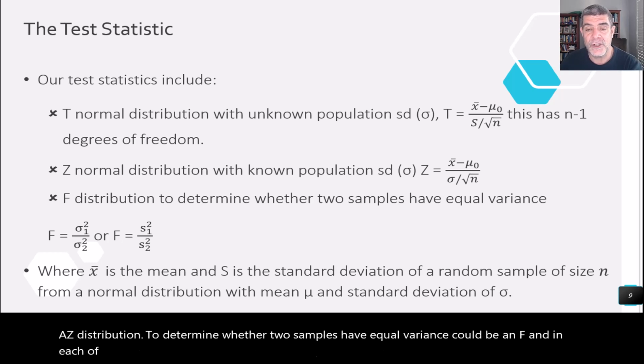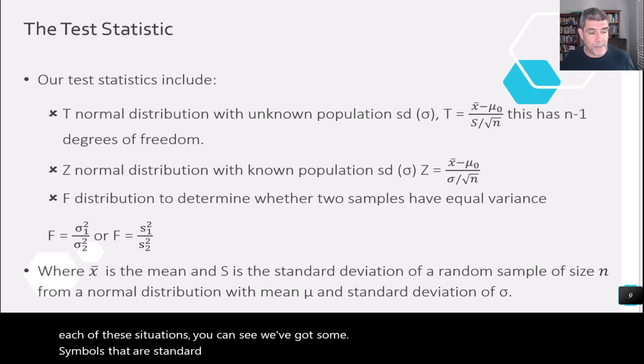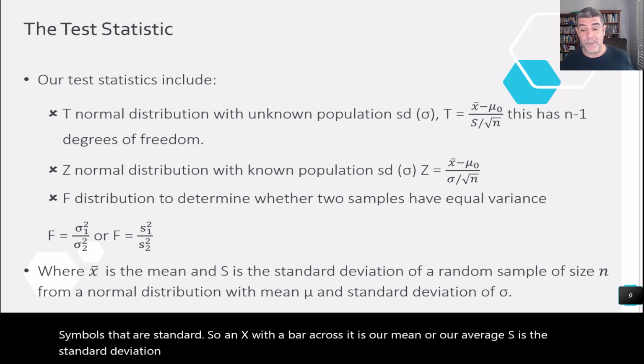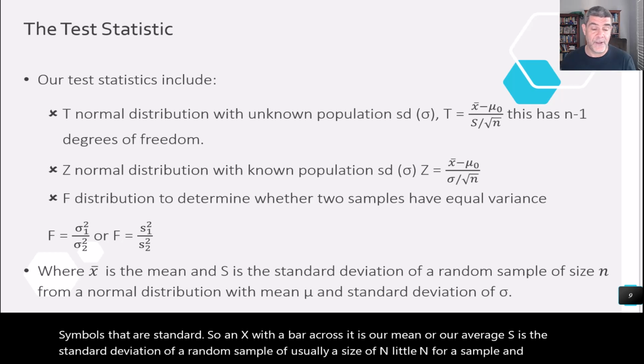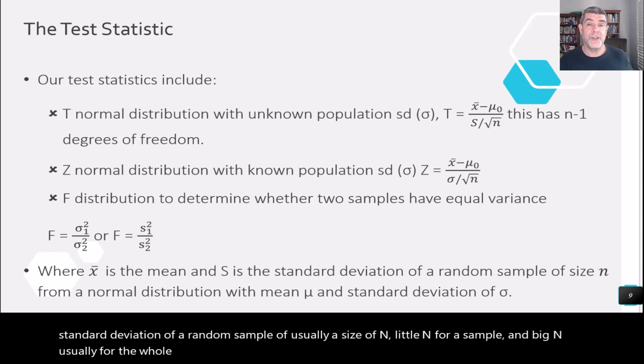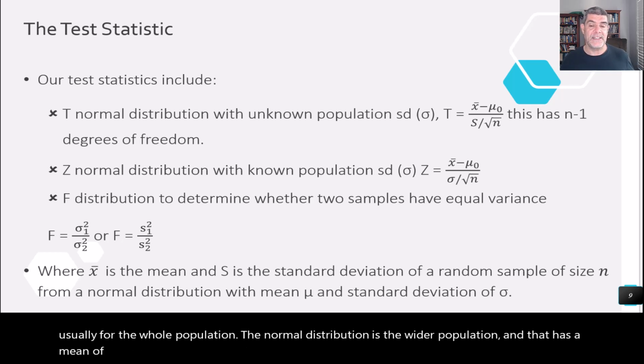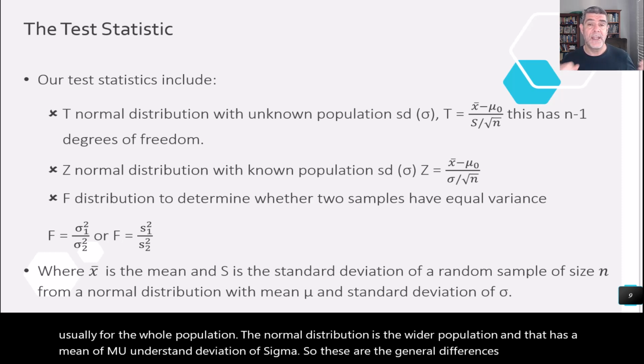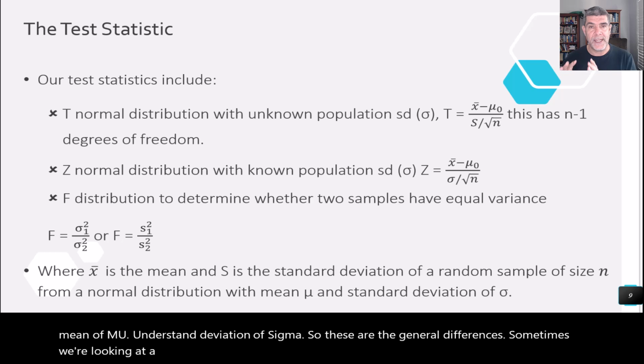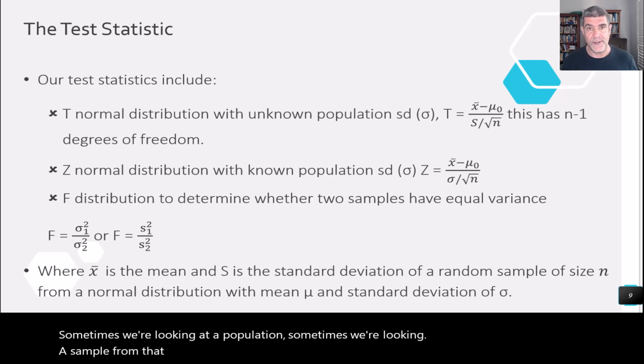And in each of these situations, you can see we've got some symbols that are standard. So an X with a bar across it is our mean or our average. S is the standard deviation of a random sample of usually a size of n, little n for a sample, and big N usually for the whole population. The normal distribution is the wider population, and that has a mean of mu and a standard deviation of sigma. So these are the general differences. Sometimes we're looking at a population, sometimes we're looking at a sample from that population or several samples from that population and comparing them with one another.